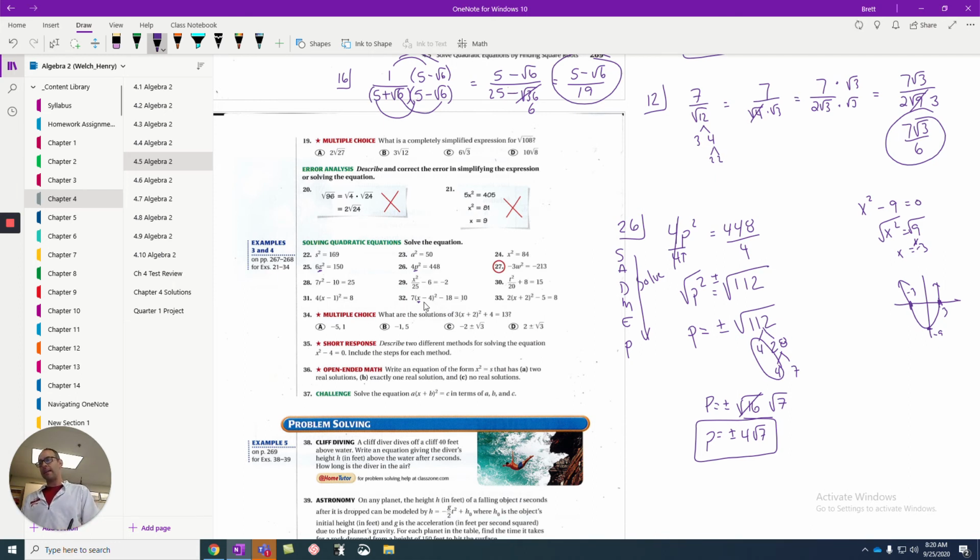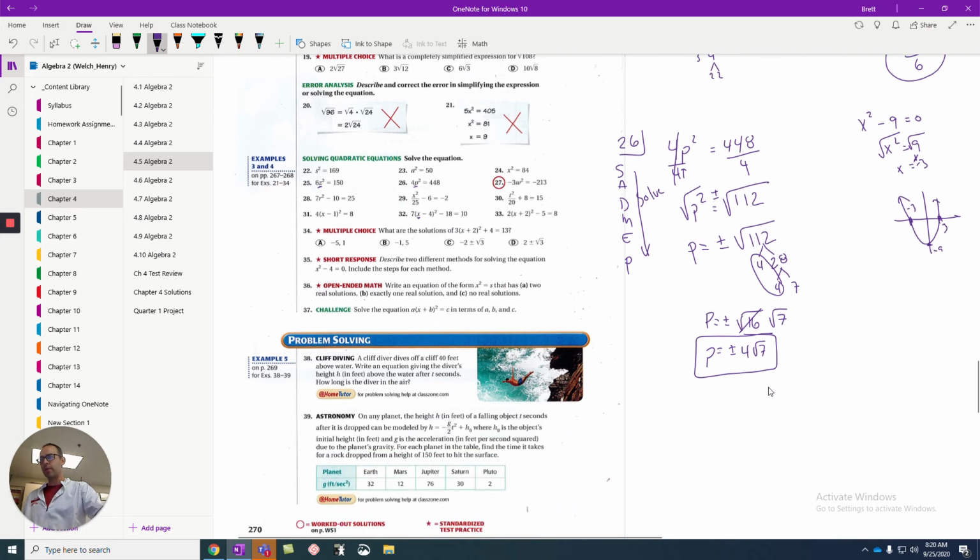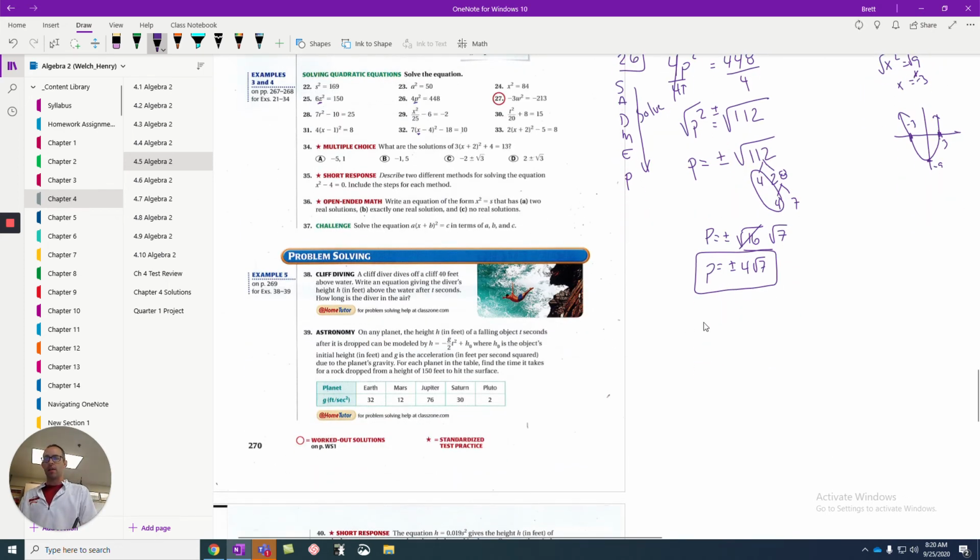Let's take a look at question number 32 to finish off. Just want to make sure that we're really clear about this process. We have 32, 7 times x minus 4 squared minus 18 equals 10. So the first thing that we're going to do, get some color in here, is go through, again, SADMAP.